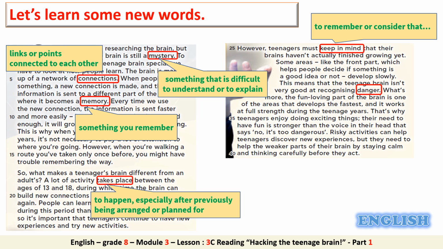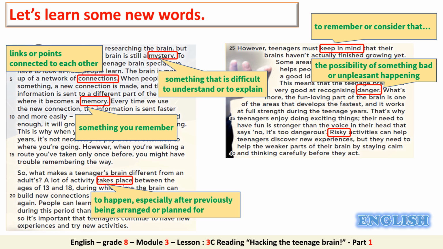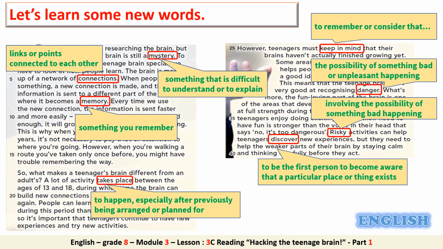Then we have the noun danger. It means the possibility of something bad or unpleasant happening. Also, you have the adjective risky. It means involving the possibility of something bad happening. Then we have the verb discover. It means to be the first person to become aware that a particular place or thing exists.